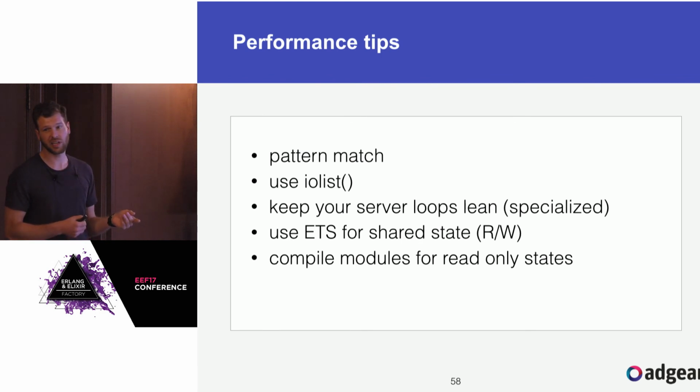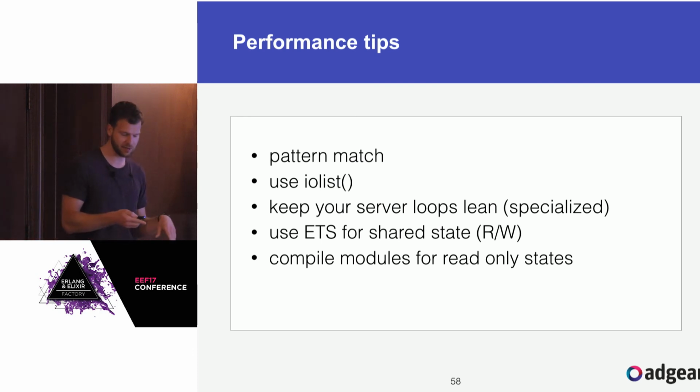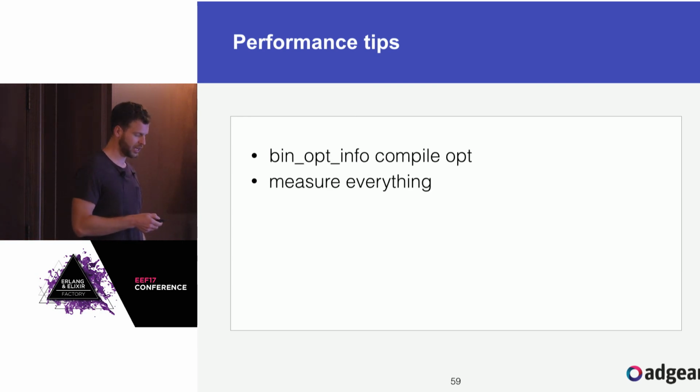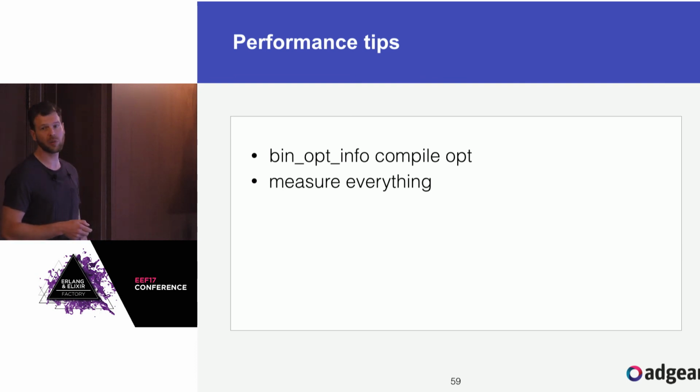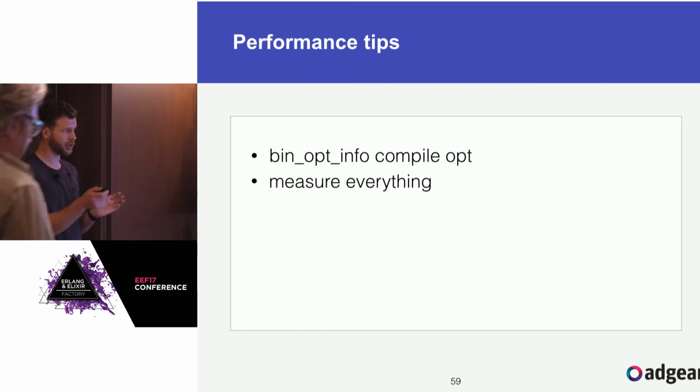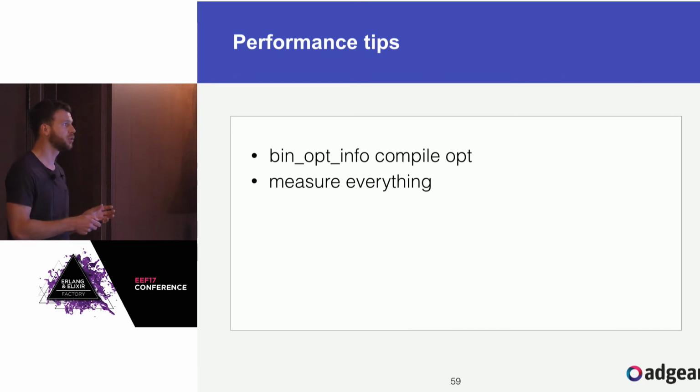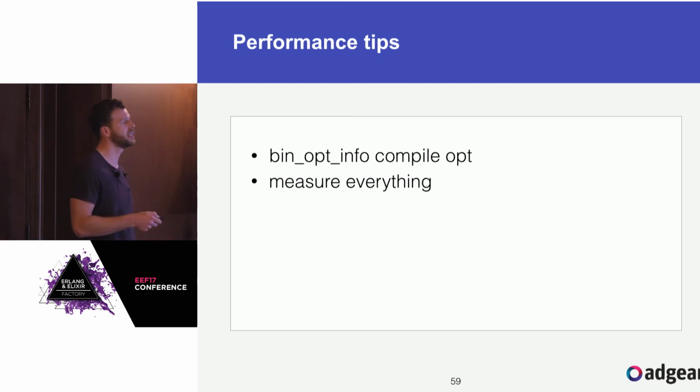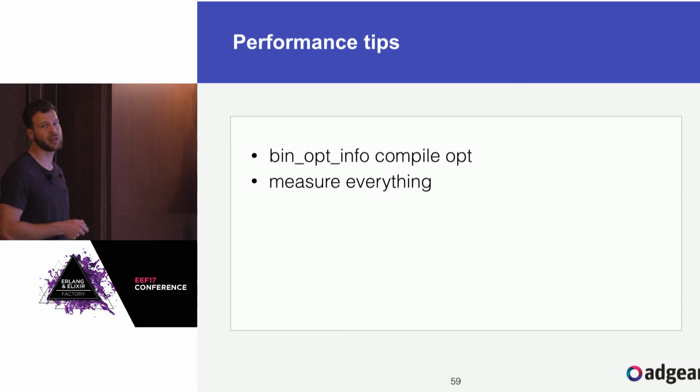Use ETS for shared state. Compile magical modules for read-only state instead of ETS. A cool trick I learned working on this is that there's a bin_opt_info compile option that will tell you if a sub-binary will be optimized. If you're creating sub-binaries, the compiler can sometimes be smart enough to optimize and not create the sub-binary. It will tell you whether it's able to or not. So if you're creating sub-binaries, try this option. You'll see maybe the compiler can't optimize it, and you might be able to change your code to optimize more.